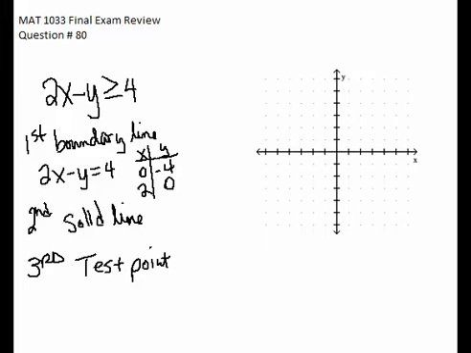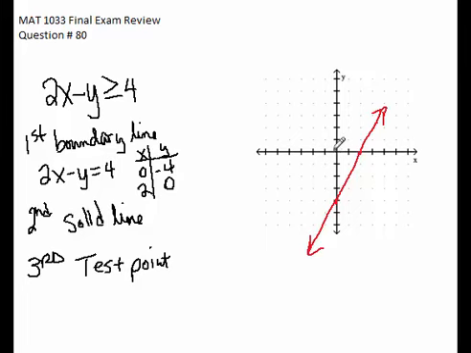So let's go ahead and graph what we have. We've got 0, -4. And we've got 2, 0, and we know it's going to be a solid line because of the equal to part in the inequality, so we're going to sketch in this solid line, and then we have to decide, do we shade above the line or do we shade below the line?